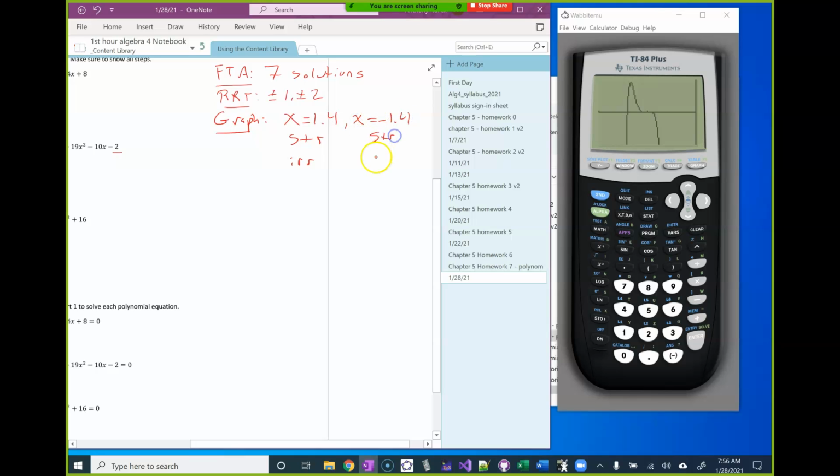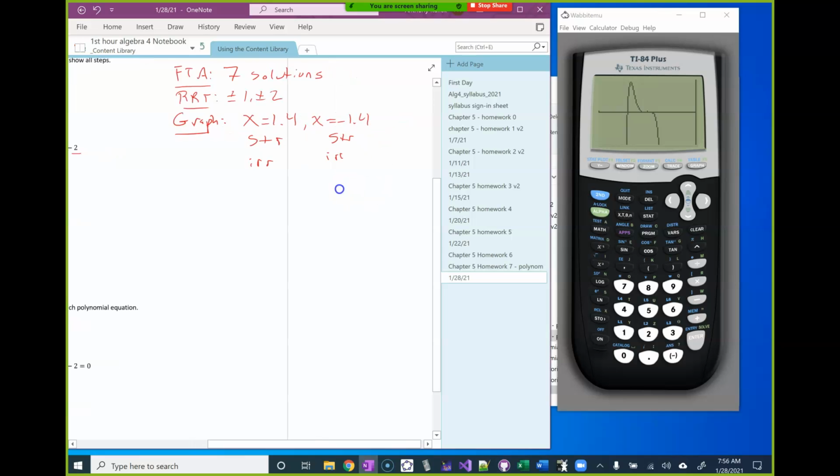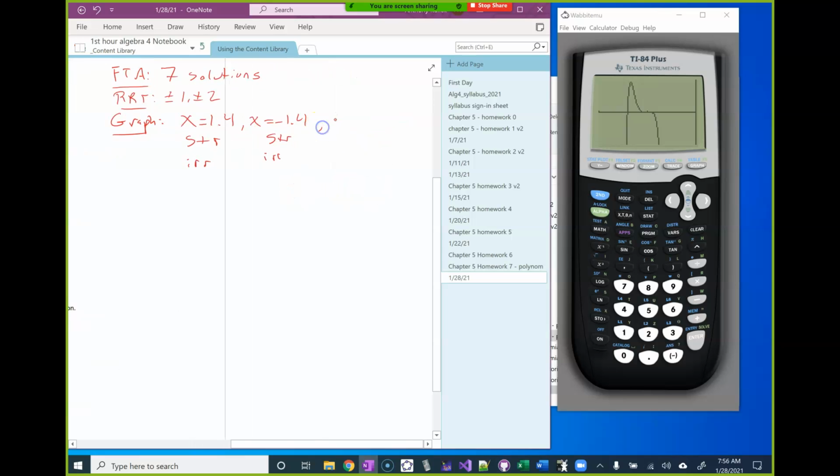That was a straight. And again, there's no decimals on my RRT list, so I know that that's irrational. But the -1 is a bend. And since the -1 is on my list, I know that that's rational.